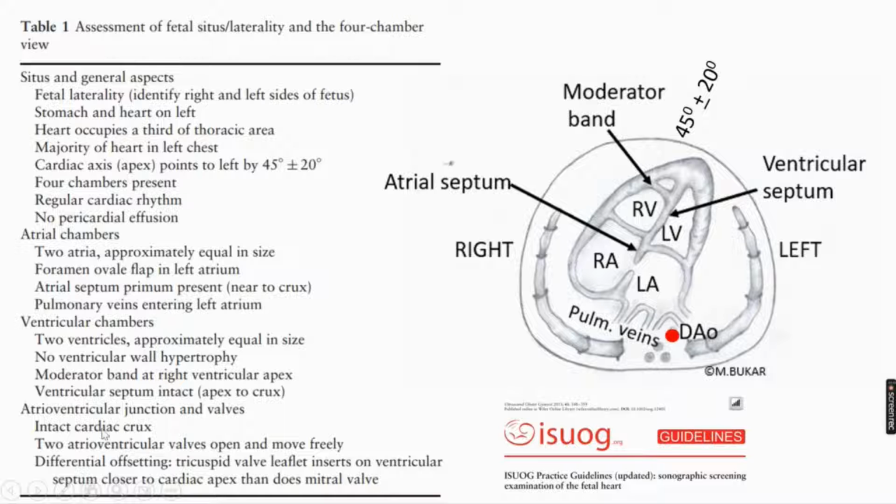Atrioventricular junction and valves. Intact cardiac crux. Again, we shall see the definition of the cardiac crux. Two atrioventricular valves open and move freely. We shall see that in real time. Differential offsetting. Tricuspid valve leaflet inserts on the ventricular septum closer to the cardiac apex than does the mitral valve. This is what is called offsetting.